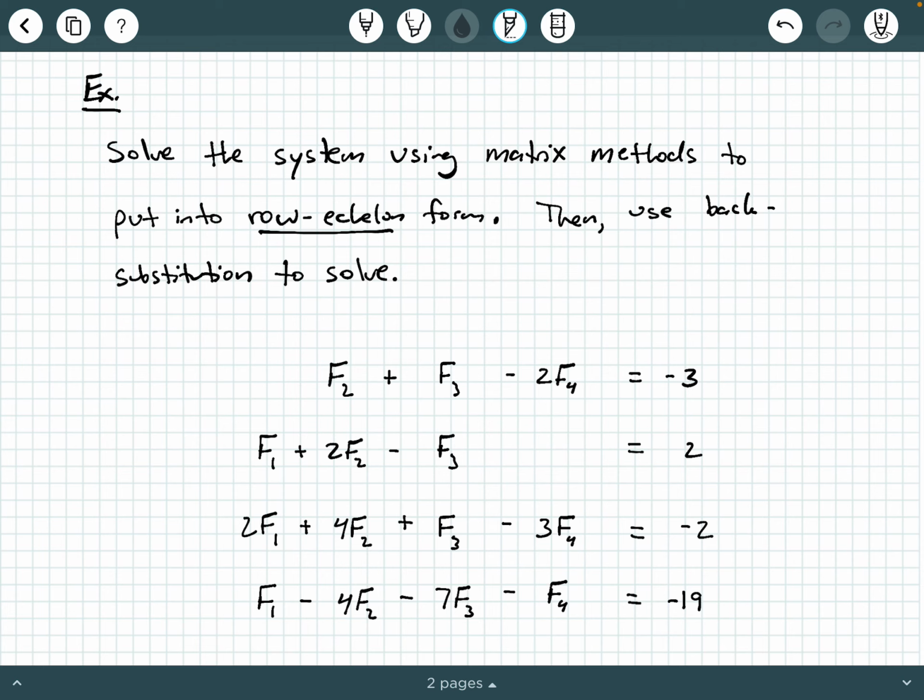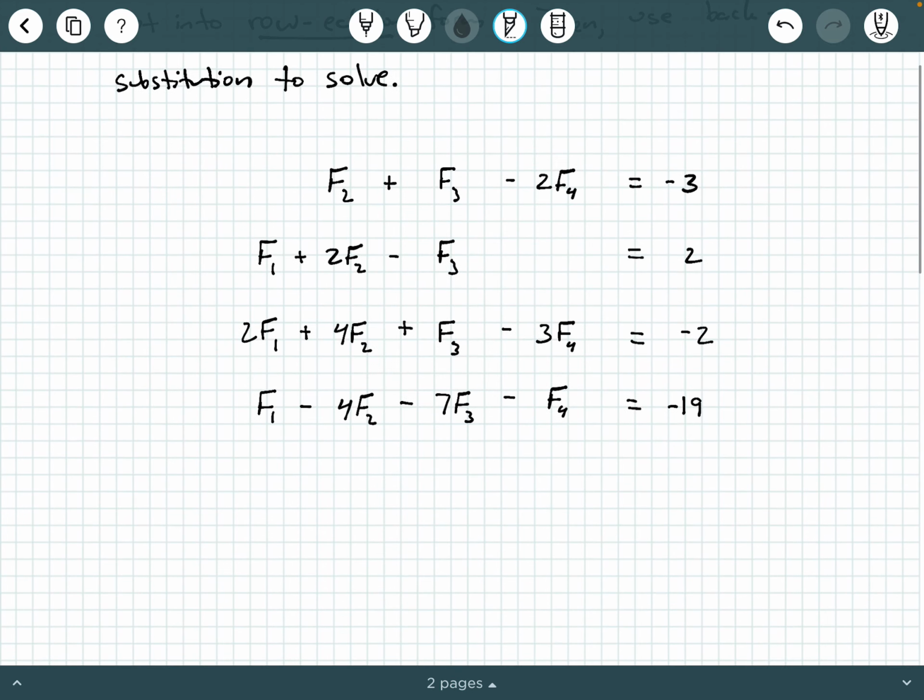Now, the thing to notice about this system is that it is yet more complicated, right? We've got 4 equations with 4 unknown variables. So let's go through these one at a time. Equation 1 starts with f2 plus f3 minus 2f4 equals -3.